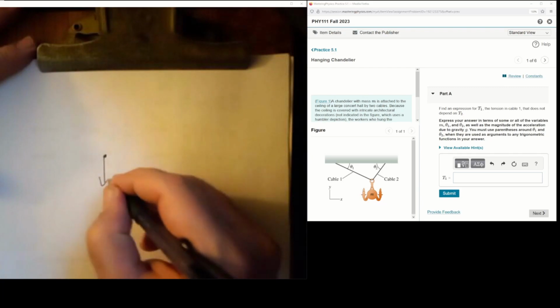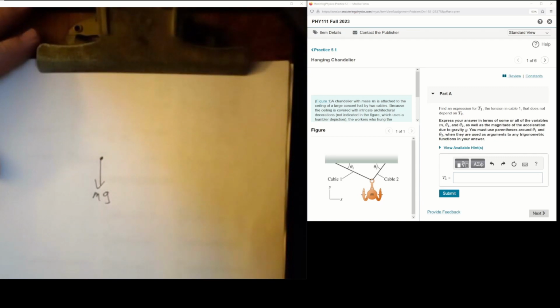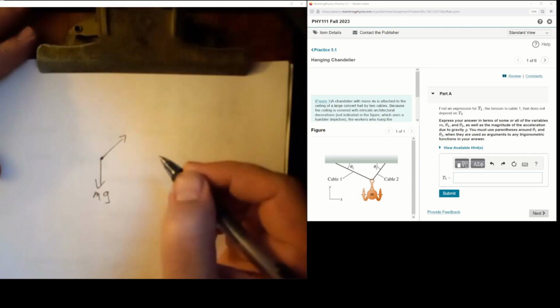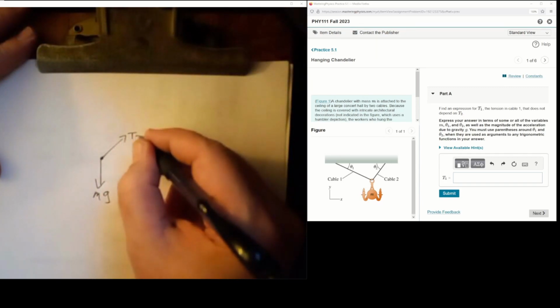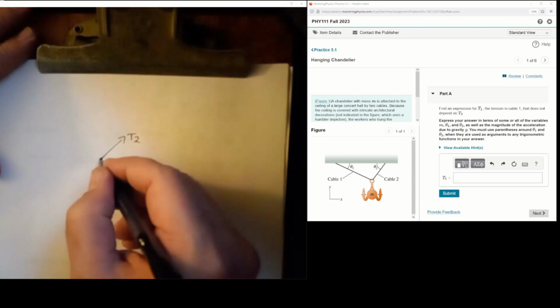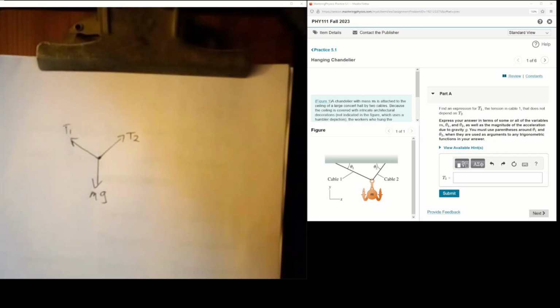The chandelier has mass, so we're always going to have weight acting down upon it. We have a cable, which gives us tension going up this way. They're calling that cable 2, so I'll call that tension 2. And we also have another cable going off, tension 1. And they give us some angles here.